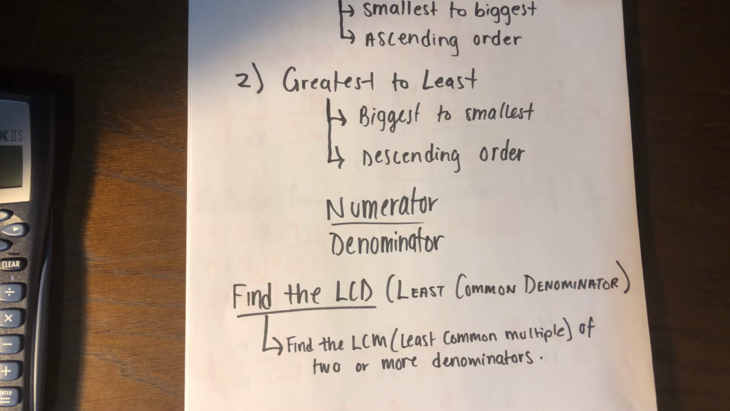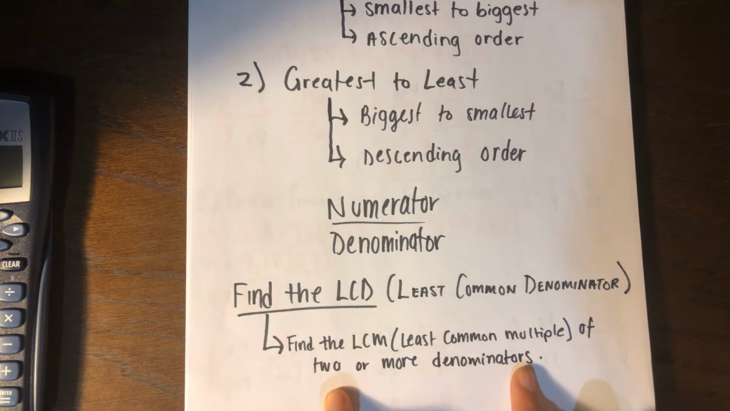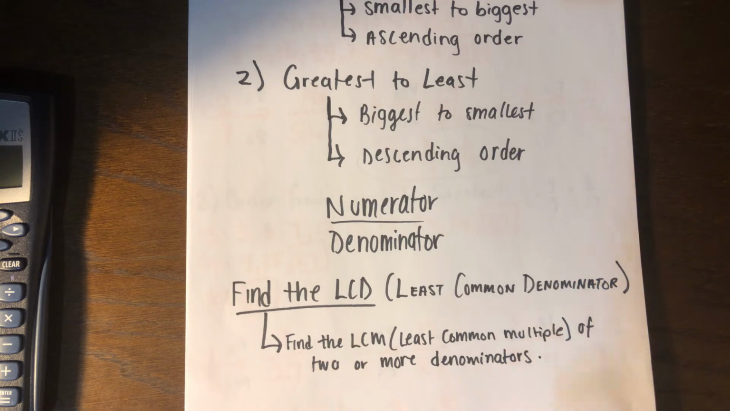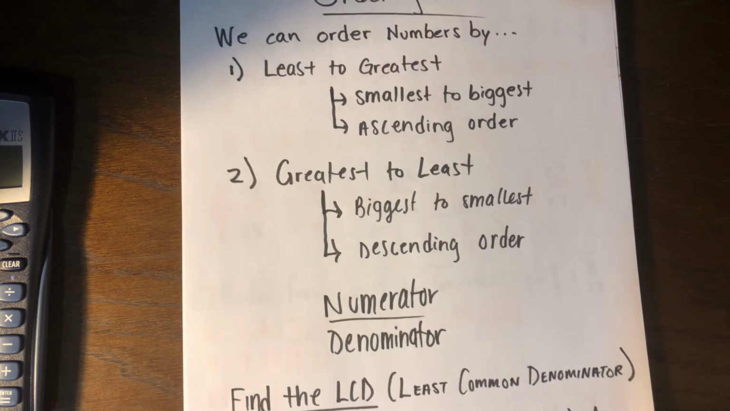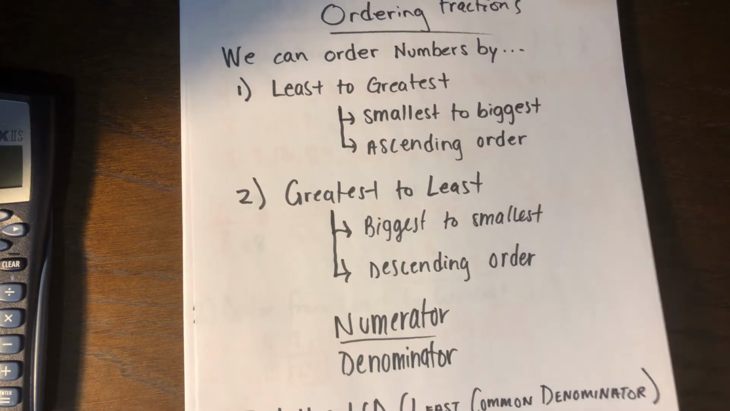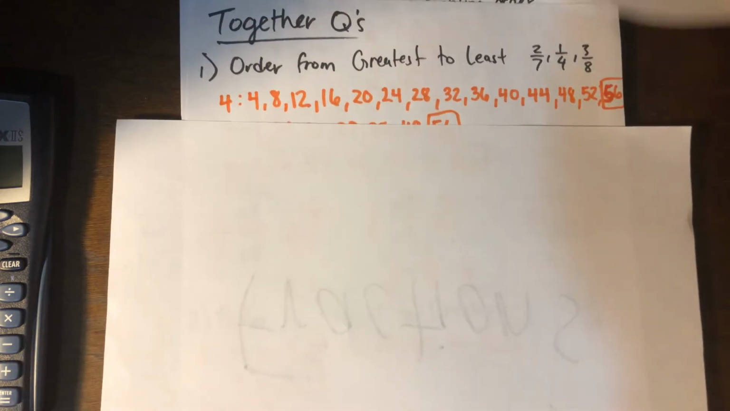And this is what we need to do when we're given two or more fractions. We have to find the least common multiple of two or more denominators. So we're going to be looking at the denominators to start with. Let's jump right into the together questions.